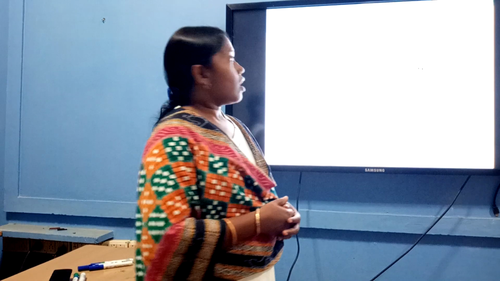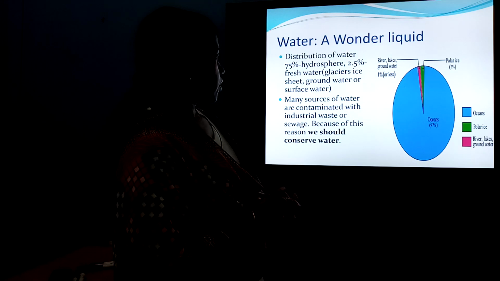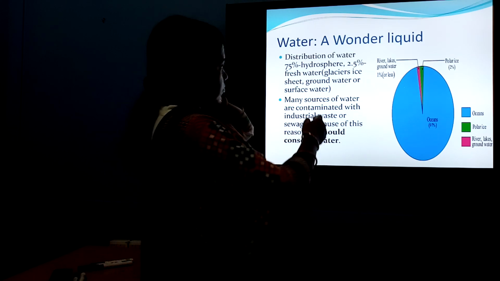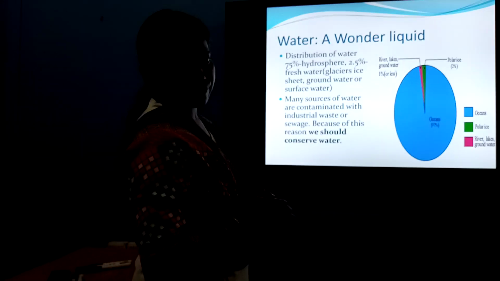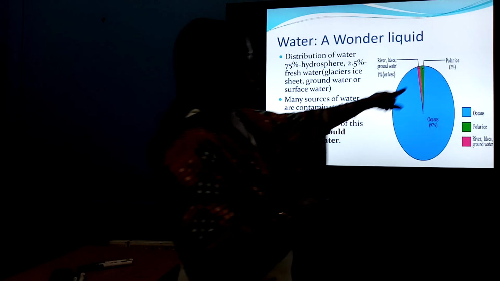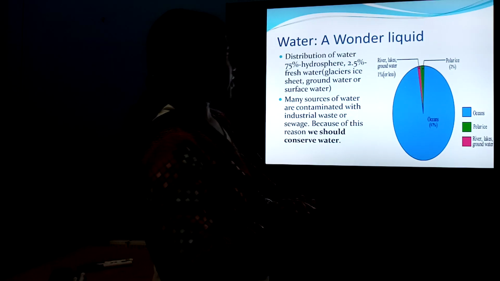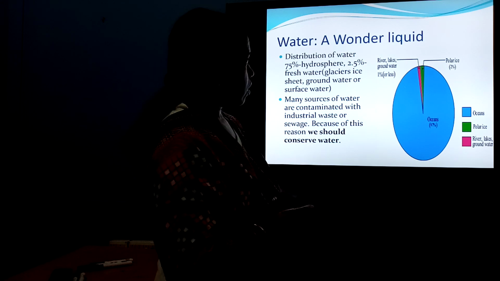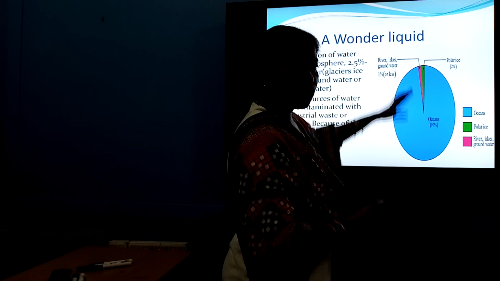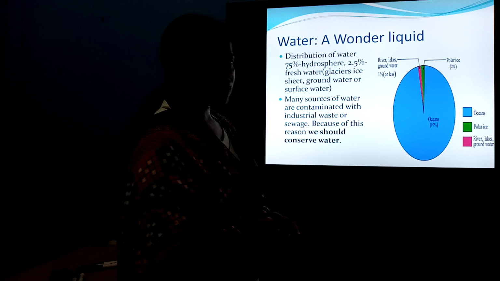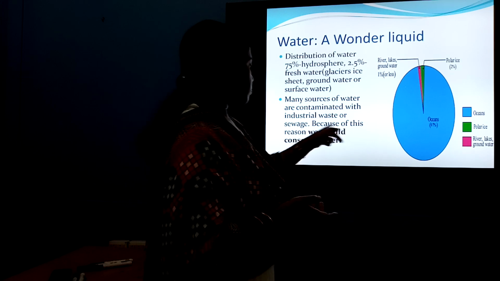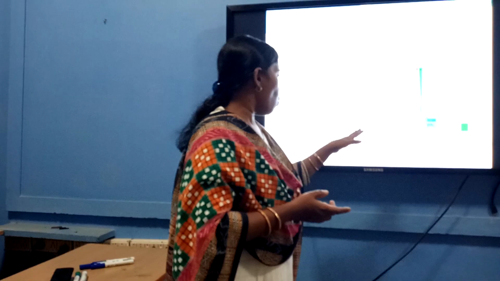Now the next, water, a wonderful liquid. If you see the distribution of water, 75% of our earth is covered by water, which is called the hydrosphere. Only 2.5% is fresh water, and of this fresh water, 2% occurs in the form of polar ice or in glacier ice sheets. Less than 1% of the water occurs in rivers, lakes or groundwater. Now many sources of water are contaminated with industrial waste or sewage. Because of this reason, we should conserve water.